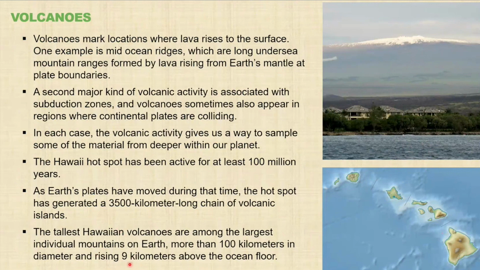And the tallest mountain, Mount Everest, is measured from sea level, and that's 8,850 meters. But this is 9 kilometers measured from the ocean floor. So I guess that's the difference. And this is how some of the islands, land masses, are formed by volcanoes.